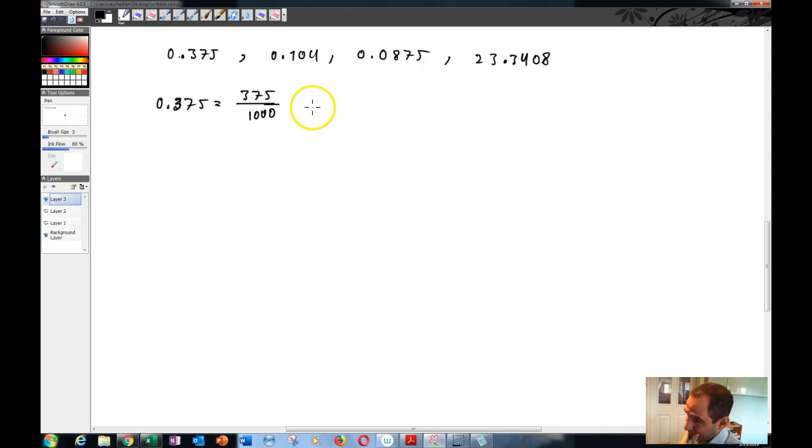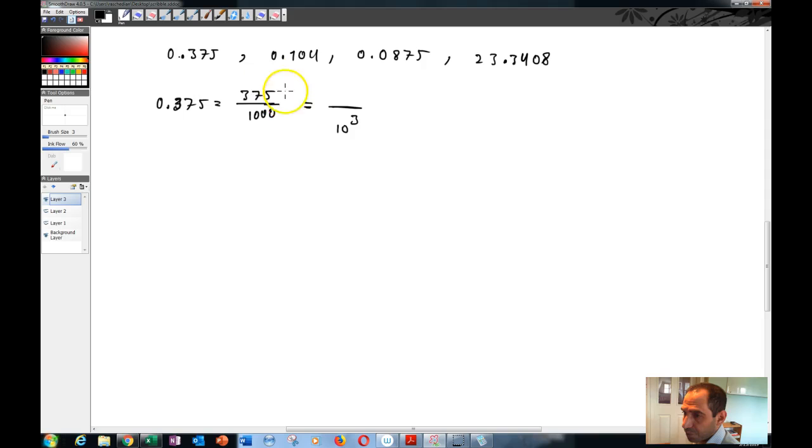Now if I start with this number and try to simplify it, 0.375 is the same thing as 375 over 1000, right? Now 1000 is the same thing as 10 raised to the power 3, as you already know. And 375 is divisible by 5, as you know. It's also divisible by 3, but I suppose you can start with 3 as well.